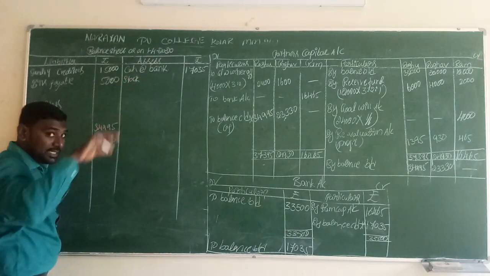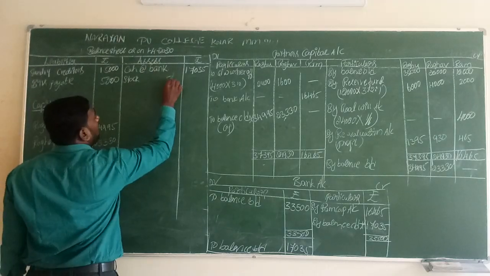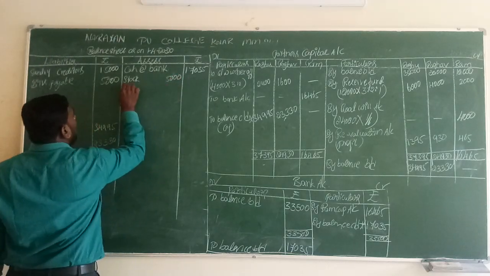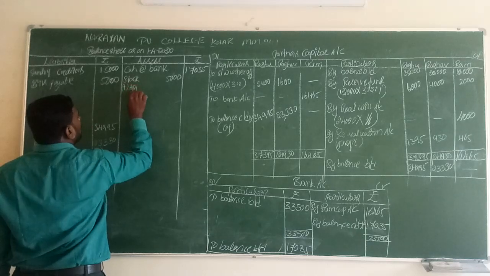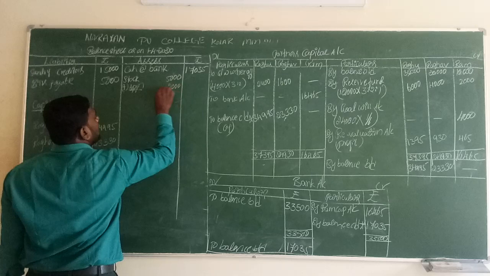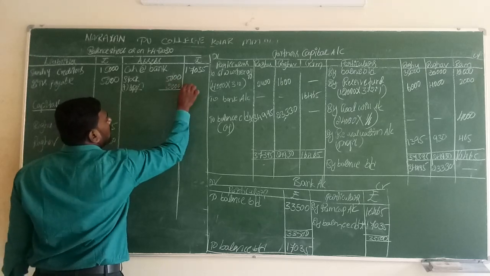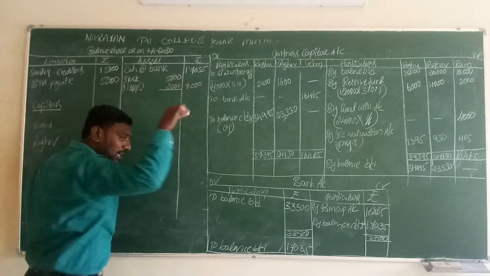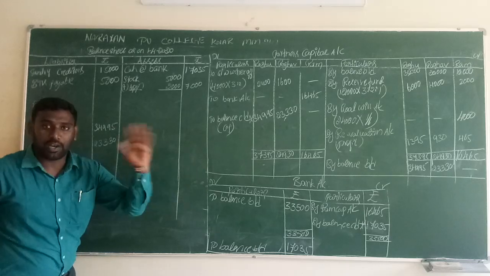For this, there is an adjustment. The value of stock is 5,000 rupees, and appreciation is 2,000 rupees, which is available in adjustment number 1. 5 plus 2, 7,000 is the present value of stock after retirement of Ram.